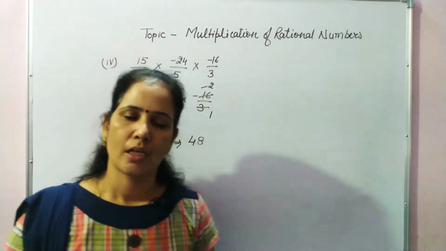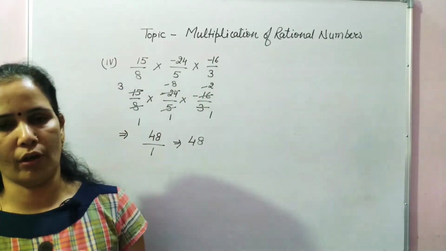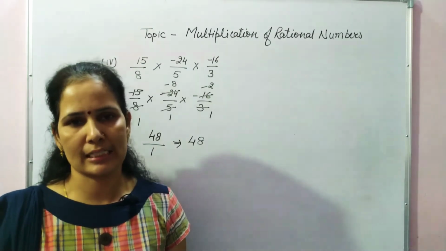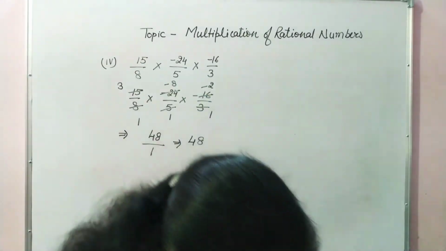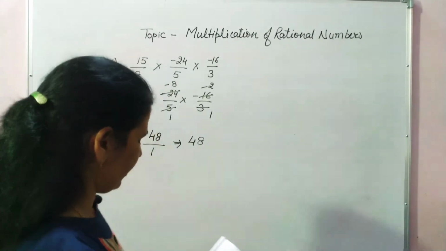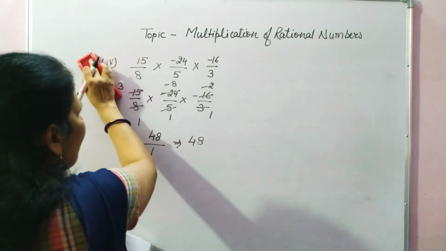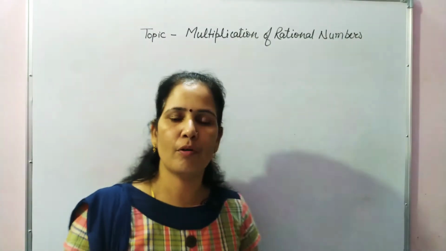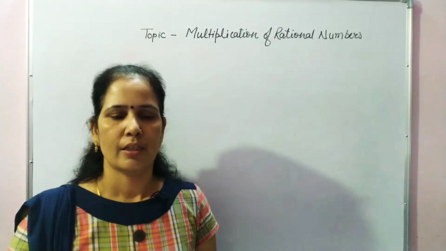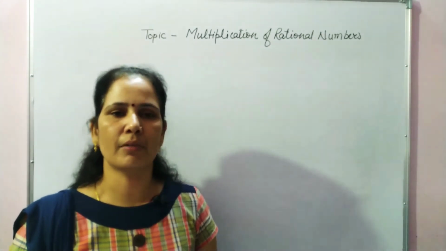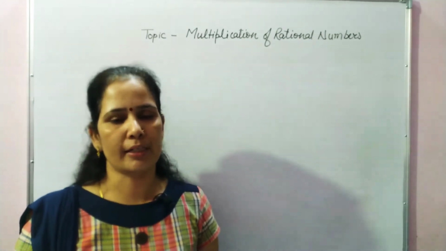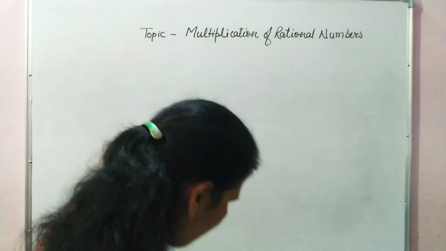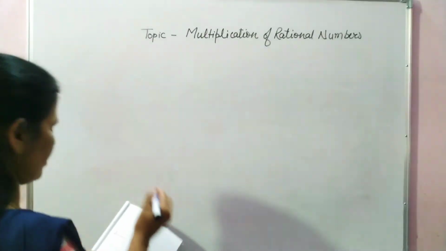Okay friends, in question number 2 we have solved and multiplied more than 2 rational numbers. Now question number 3. In question number 3 we have to evaluate. Evaluate means they have given it in the form of an equation. In the equation the rational numbers are bound with multiply as well as addition sign. So let's start and solve our question number 3.